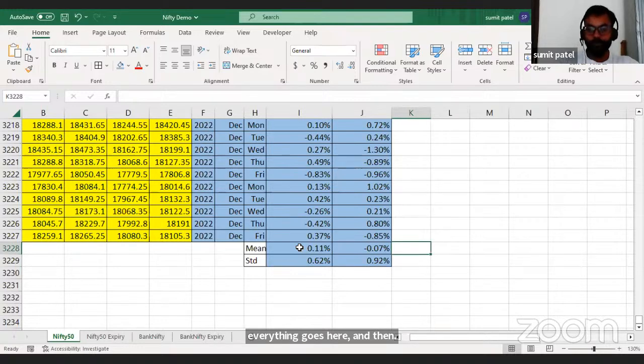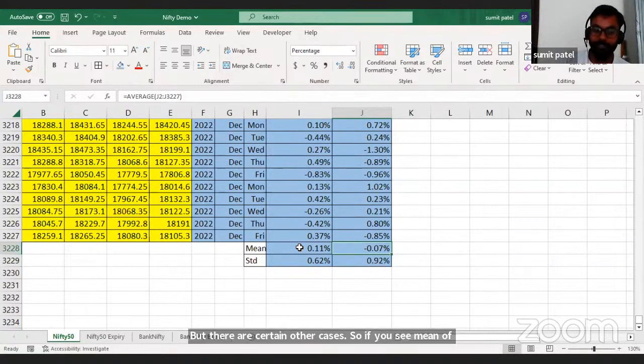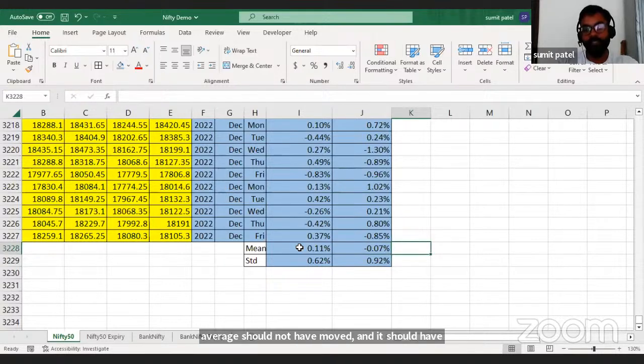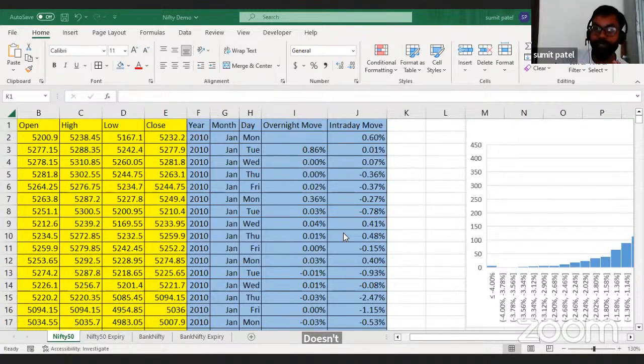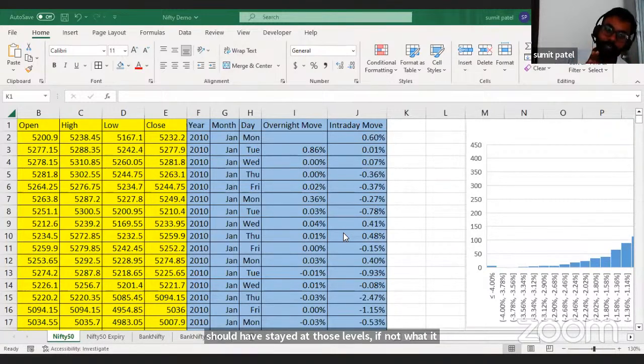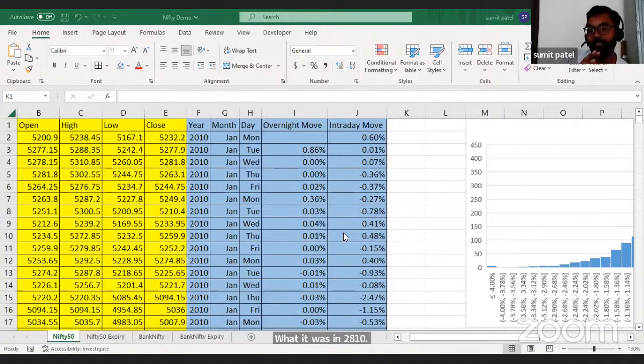But there are certain other cases. So if you see mean of 0%, close to 0%, does this mean that Nifty on an average should not have moved and it should have stayed at the price where it was 21 years back? So an average move of minus 0.07, doesn't it look like Nifty should have stayed at those levels, if not gone lower, what it was in 2010? Yeah, average, mean. These are not the actual numbers.